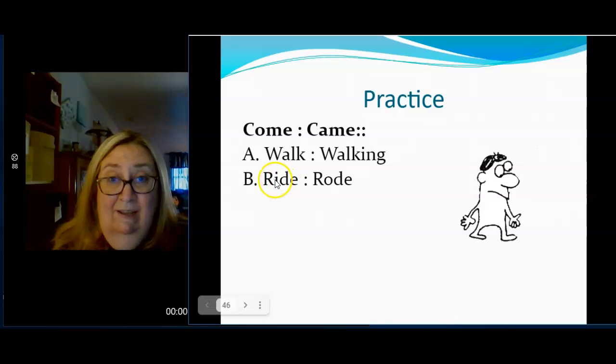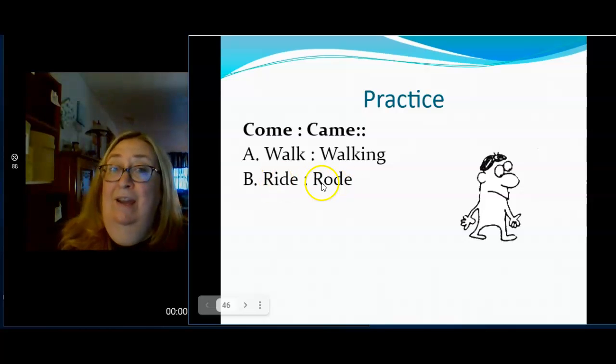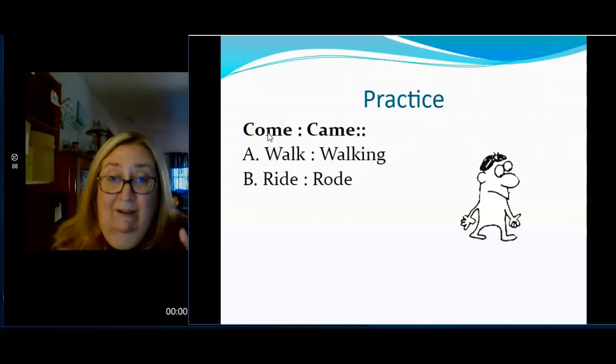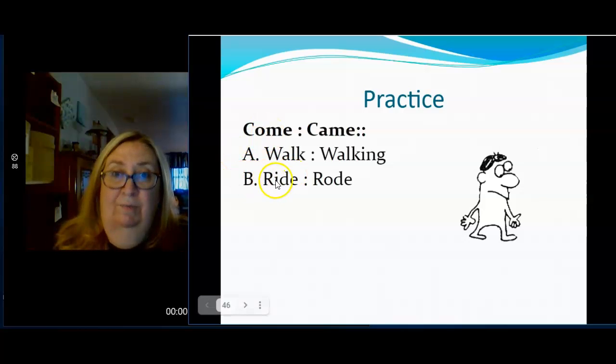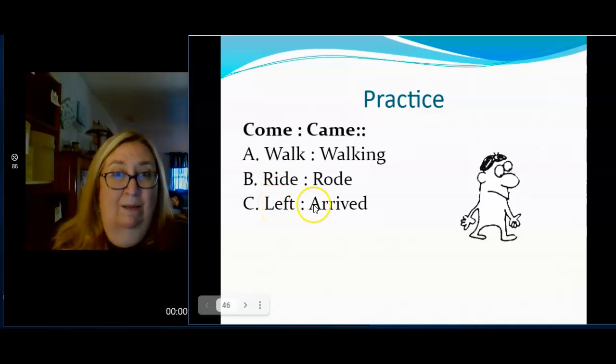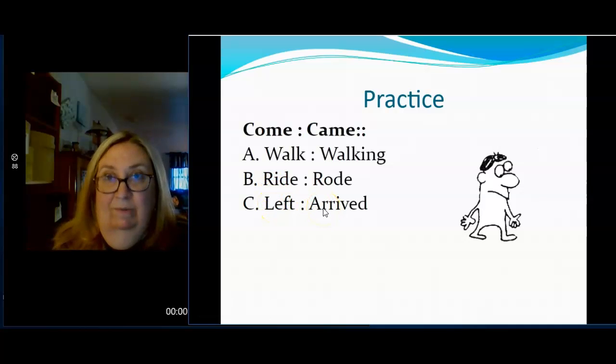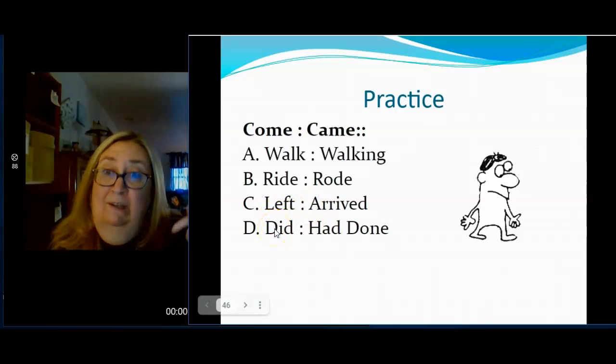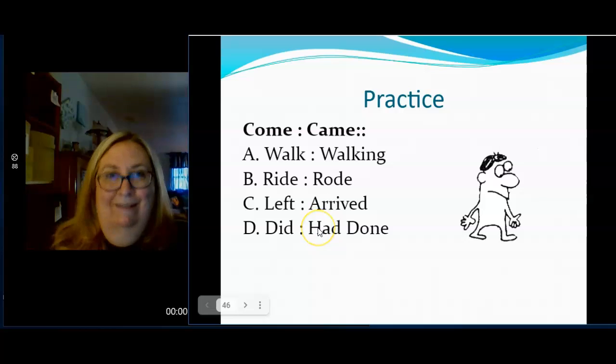I ride my bike, that's what I'm doing right now. Yesterday I rode my bike. Okay. He comes over right now. Yesterday he came over. So this one works. Left means it's already happened, and arrived, it's already happened. Did, it's already happened. Doing it would be right now. Had done, it's already happened.